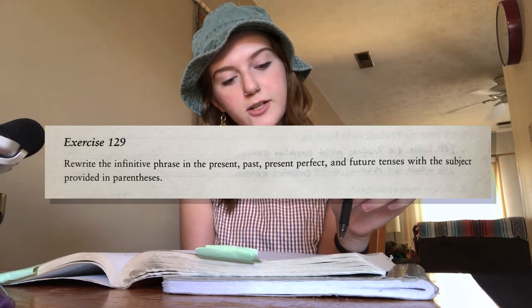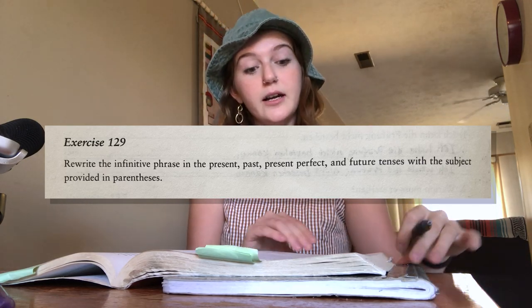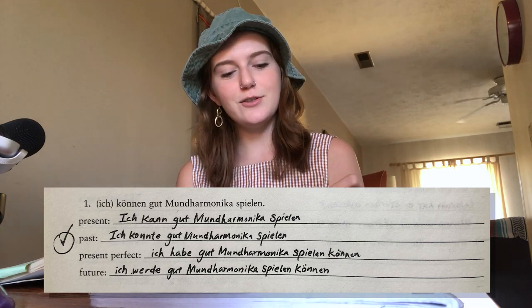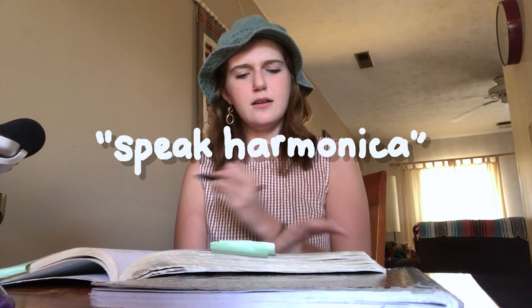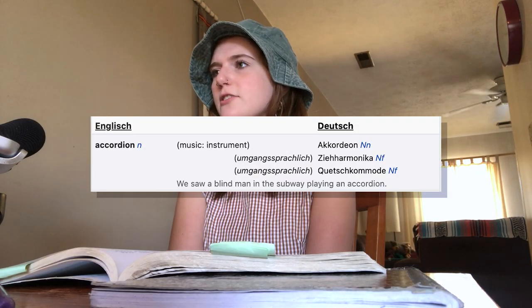Okay, rewrite the infinitive phrase in the present, past, present perfect, and future tenses with the subject provided in parentheses. So, ich können, that sounds funny, ich können gut Mundharmonika sprechen. Mundharmonika? I was just distracted by the word Mundharmonika. If Mundharmonika is like a harmonica, then what's just harmonica? Are those different things in German? Because when we say harmonica in English, it just means a mouth harmonica. It means accordion? It's giving me a different definition now.